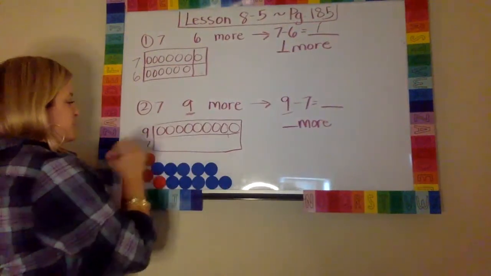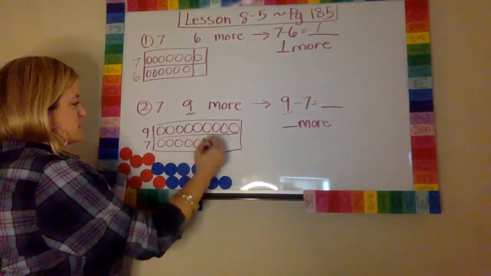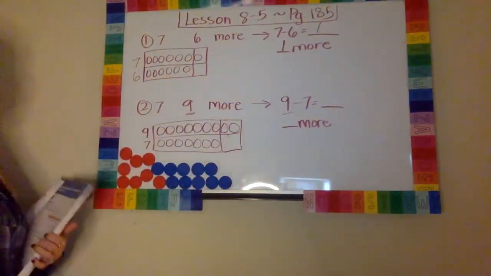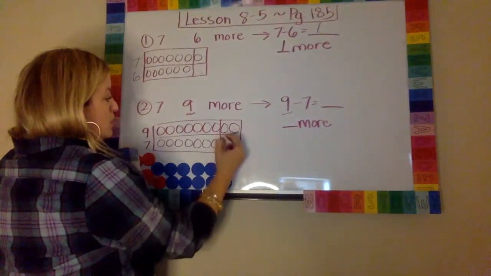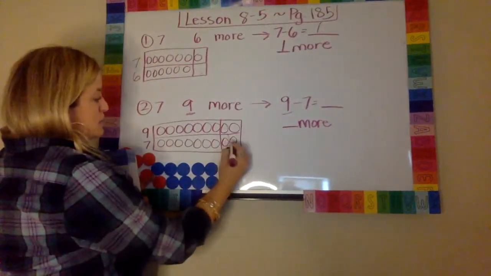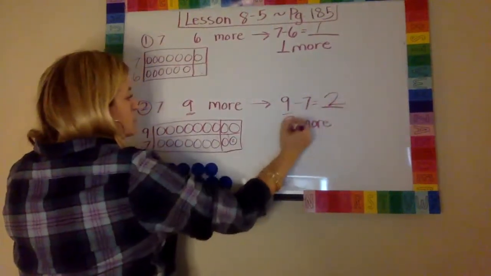So now I did 9. Now I need to do 7 down here. 1, 2, 3, 4, 5, 6, 7. And then I like to draw that line. And the book has you draw that line too. And then it tells you how many are missing. Well, this one would need a pair. And that one would need a pair. So 1, 2. 9 minus 7 is 2.